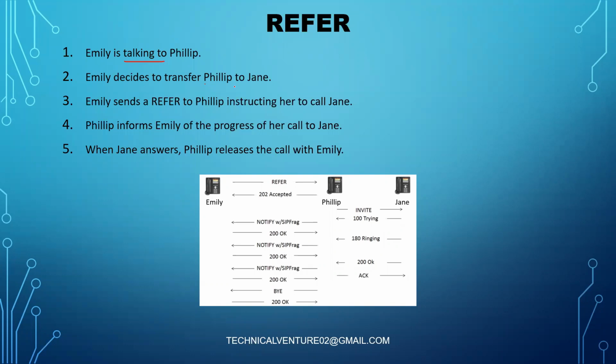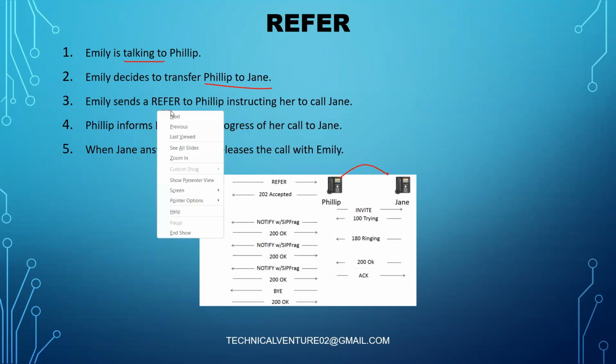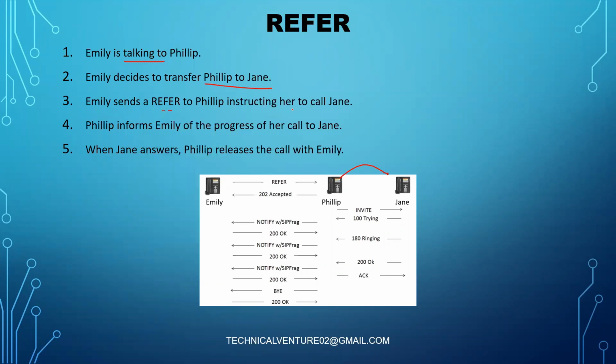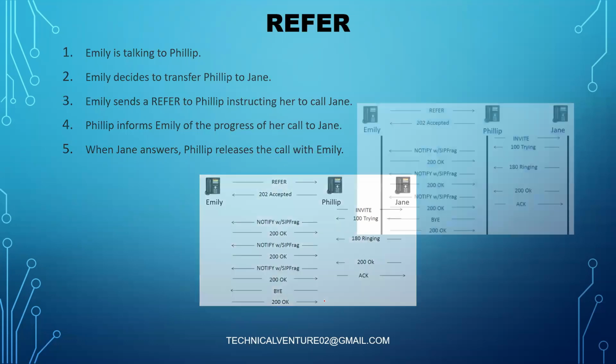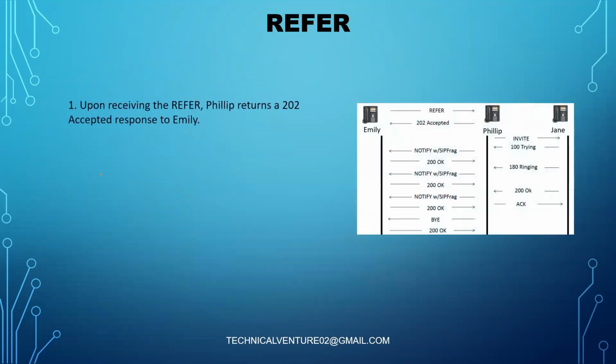Emily decides to transfer Philip to Jane. Emily sends a refer to Philip instructing her to call Jane. And Philip informs Emily of the progress of her call to Jane. And when Jane answers, Philip releases the call with Emily. So this is, we can say, notifying that, okay, I am making a call, it is already in progress. And once it's done, then it will send this bye message. So that is what is written here now.